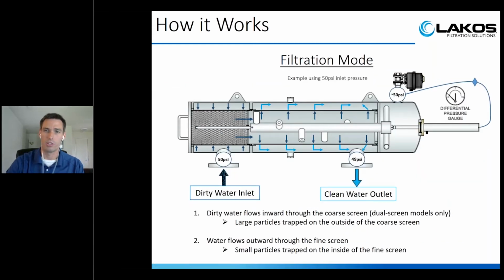Typical filtration mode. So this example just uses 50 PSI at the inlet just for example purposes. So you got water coming in, hitting the coarse screen filter. So it's coming from the outside inward into the inside of the coarse screen filter. Then it flows horizontally from the inside of the fine screen filter to the outside, out the outlet, clean water. So all the dirt and debris is going to be getting stuck on the inside of this internal fine screen filter and on the outside of this coarse screen filter.